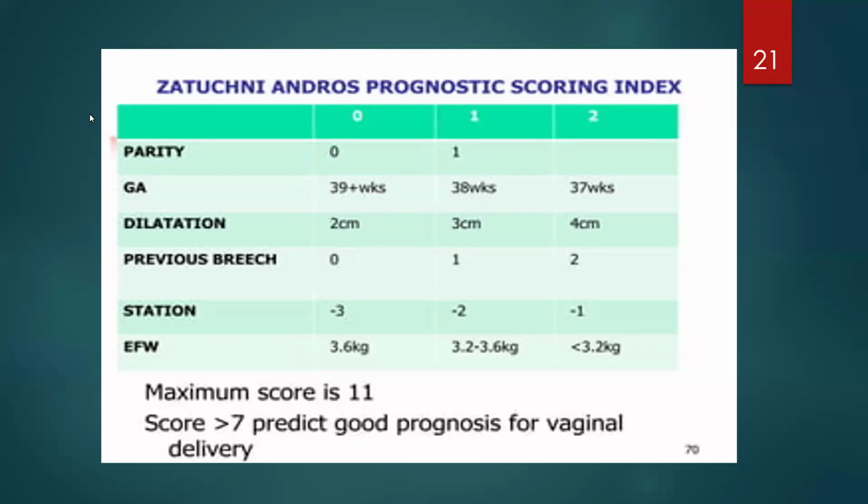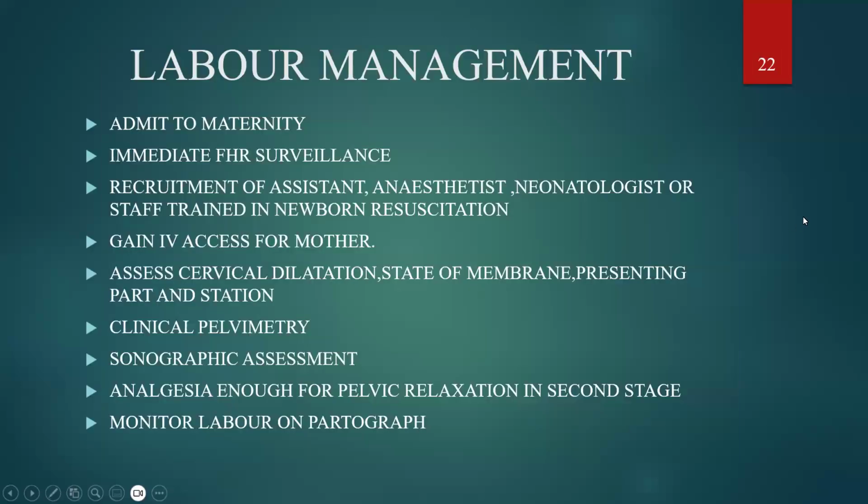A score of 0 to 4, consider offering the patient a cesarean delivery. And between 4 and 7, you can do a watchful waiting and then see what happens. Monitor the patient closely.